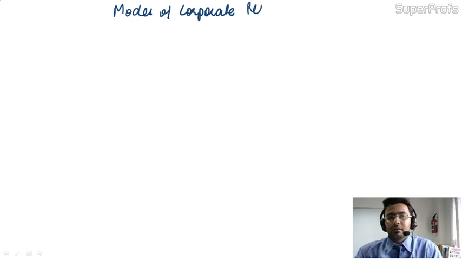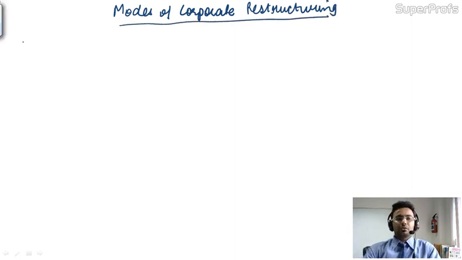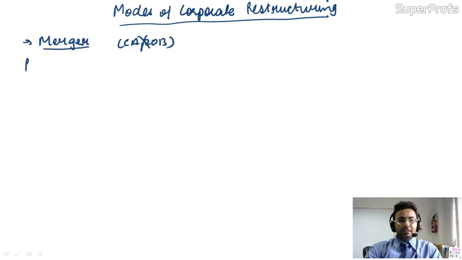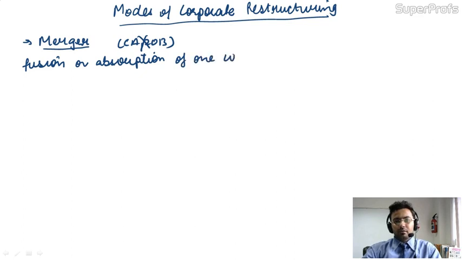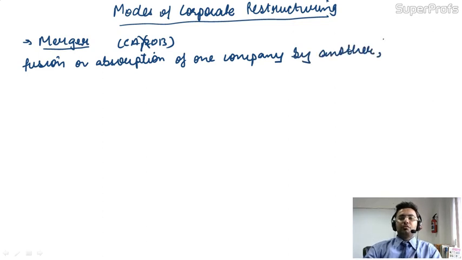Modes of corporate restructuring. So what are basically the modes? First of all, we are going to talk about merger. This term merger is not defined in the Companies Act 2013. What does it basically mean? It means fusion or absorption of one company by another. One company is going to absorb another company.